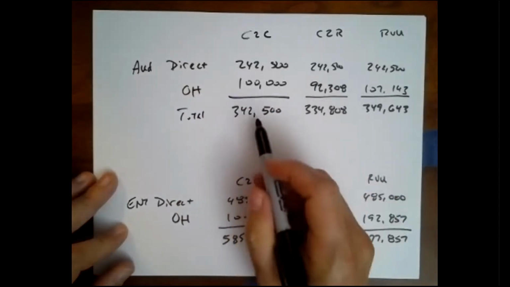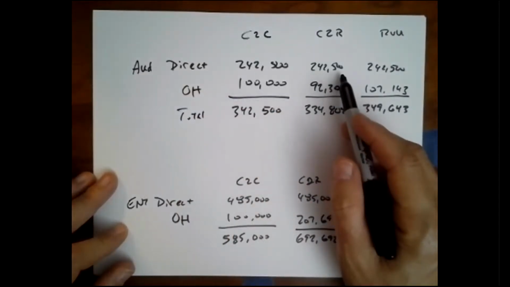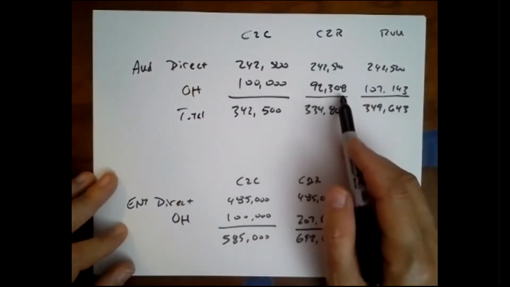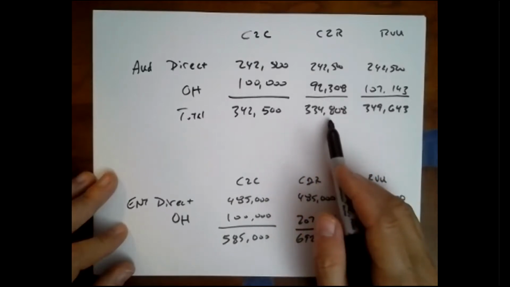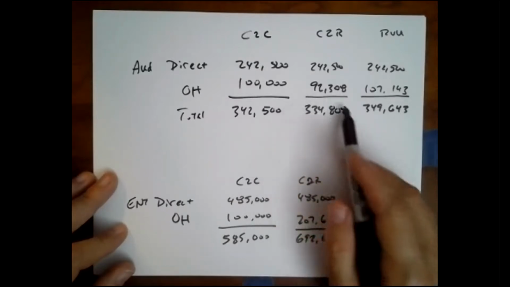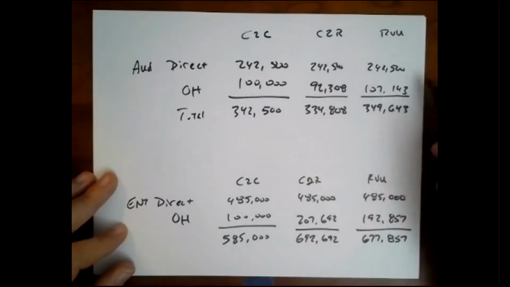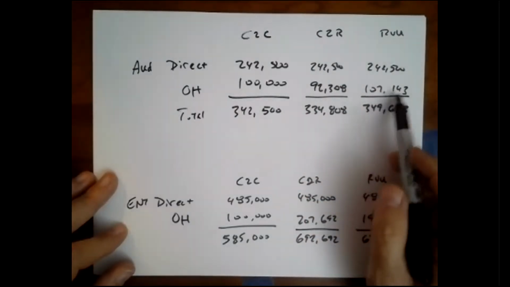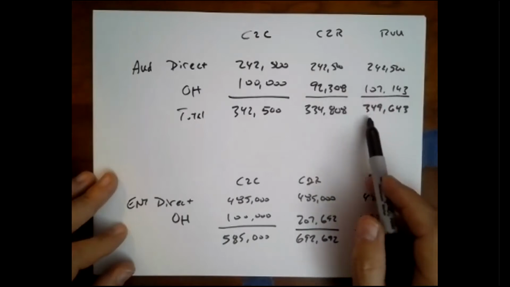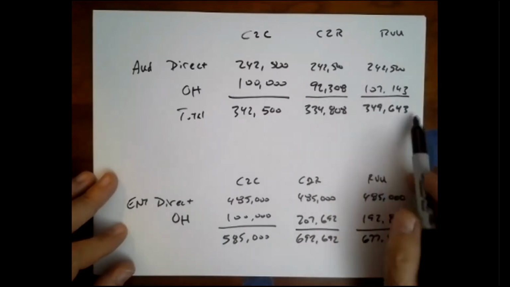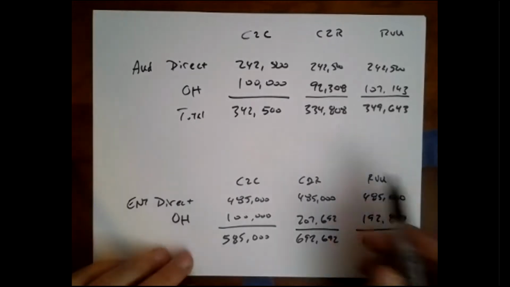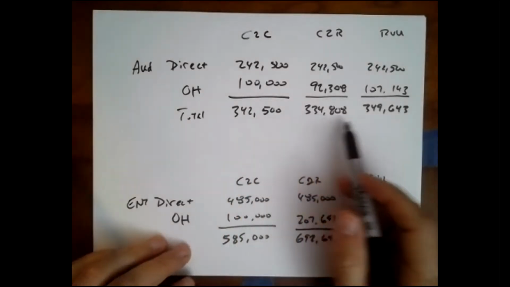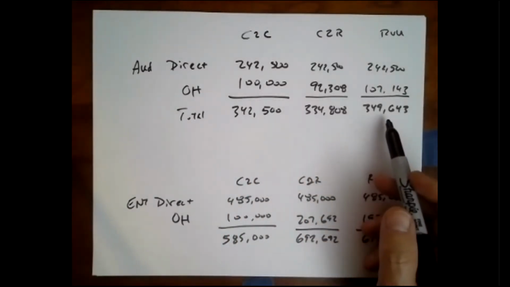cost of 342. Under cost to revenue, we allocated them 92,308, which gives them a total of 334. So this is audiology's preferred method because it gives them the lowest cost. And then with the RVU method, they get allocated 107, which brings them up to 349, which is the most expensive version of the allocation for them, right? So we have 342, 334, and 349.